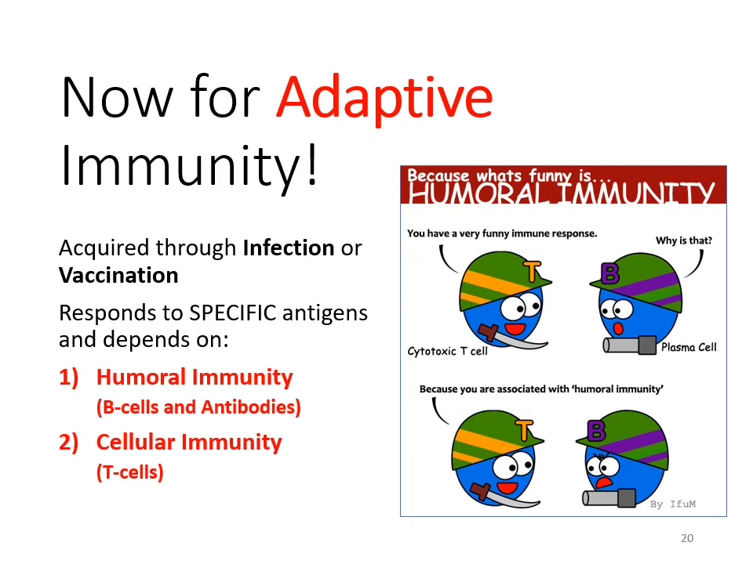Now, we break those down further so that anytime you hear humoral immunity, I want you to remember that that involves B cells and antibodies, and the B cells are what will produce those antibodies once they differentiate. We'll talk about that in a minute. Then cellular immunity, I want you to think T cells. Okay, so humoral is B cells and cellular is T cells.